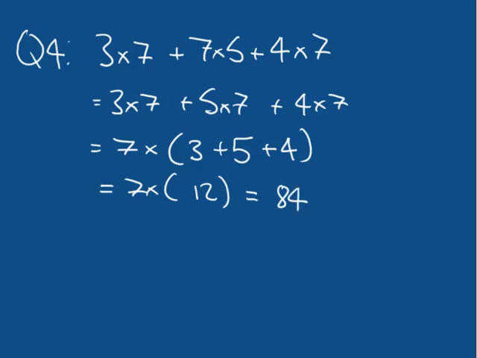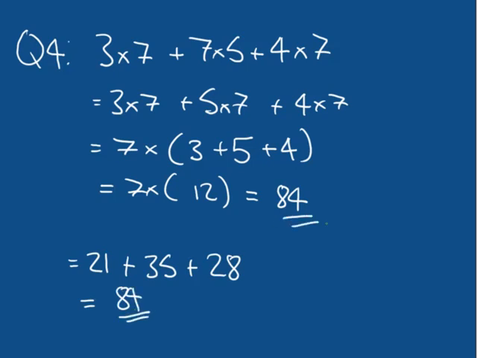Fantastic. And if we were to work out this original expression, we've got 3 times 7 is 21, plus 7 times 5 is going to be 35, plus 4 times 7 is going to be 28. 21 plus 35 is 56, plus 28 is 84. So there we go. They are indeed equal.